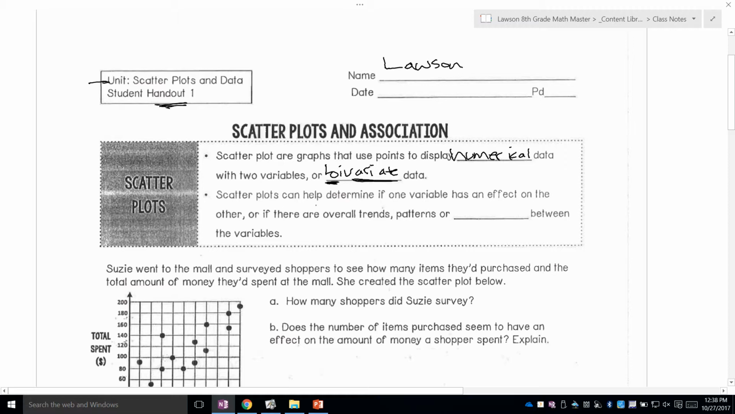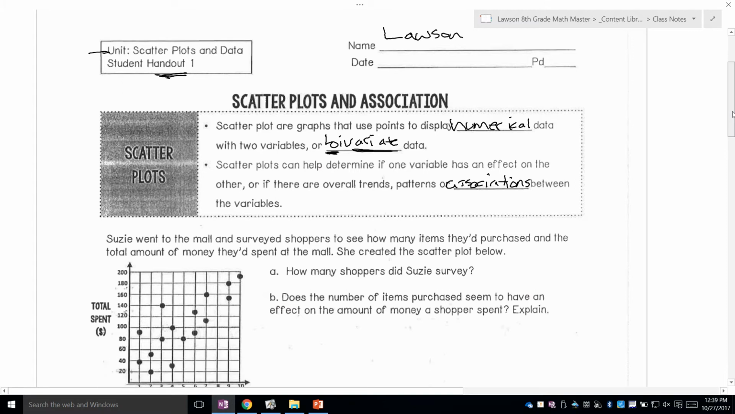And then it says scatter plots can help determine if one variable has an effect on the other, or if there are overall trends, patterns, or associations between the variables. So here in this blank, we're going to write associations between the variables. Okay, so we're going to look at this example of Susie over here so that we can dig a little deeper into what it means to be looking at scatter plots.